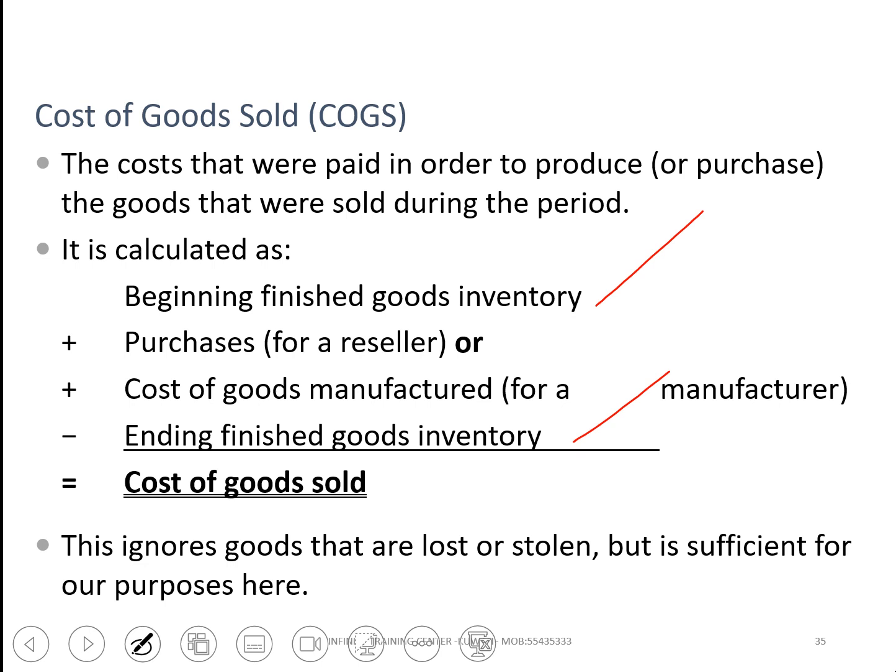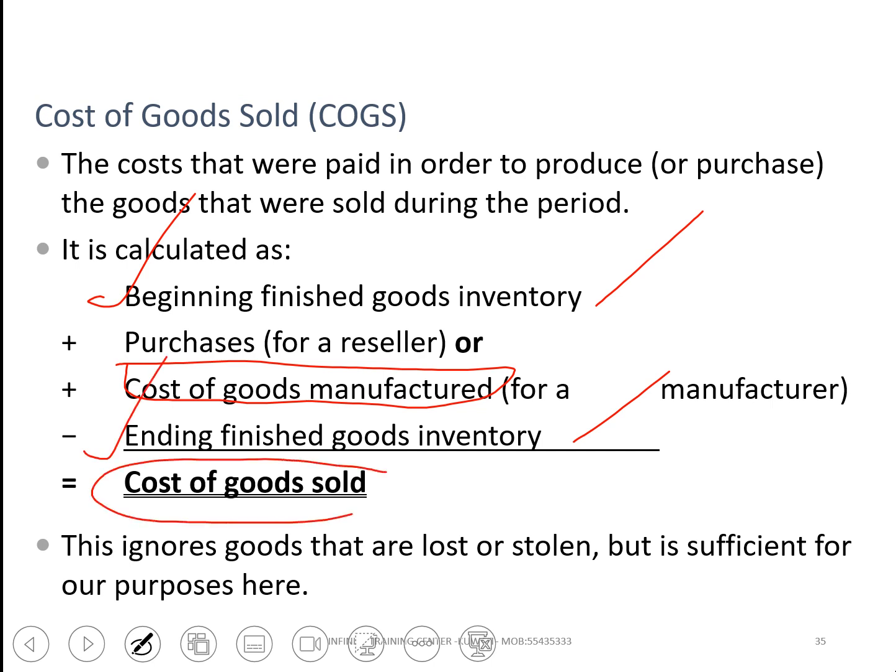Now when you are selling it off, you will take the manufactured cost, then add beginning and minus ending. You will get cost of goods sold. But we are ignoring something, like if you lost some goods or some goods are stolen, those things are not covered here. Okay, we are not considering all those things. So this is how the cost will be moving from one point of the manufacturing process to the last point of the manufacturing process.